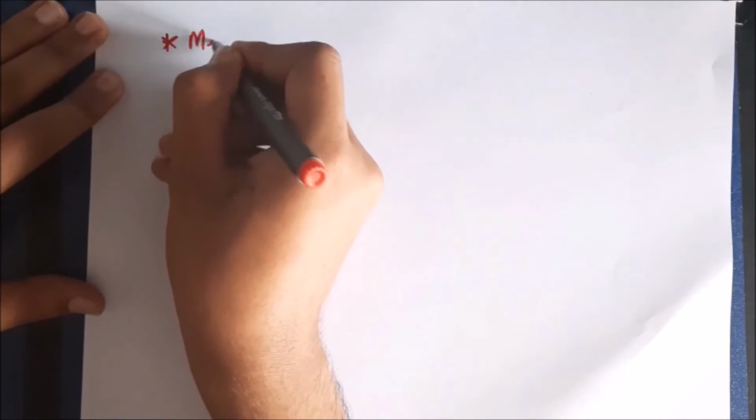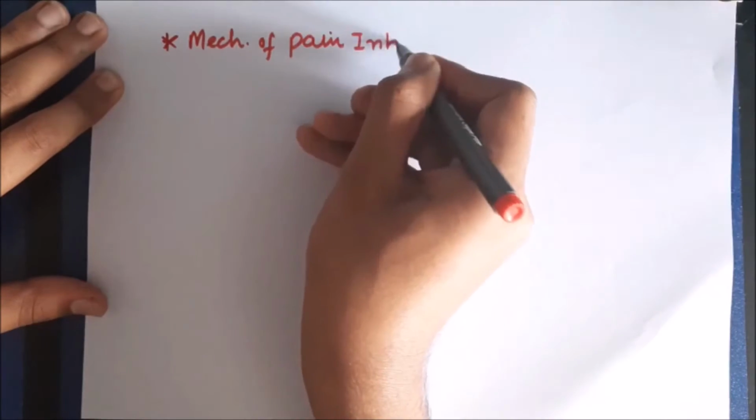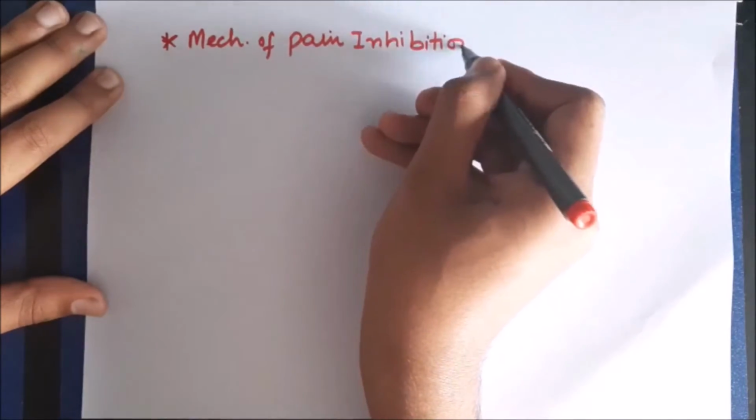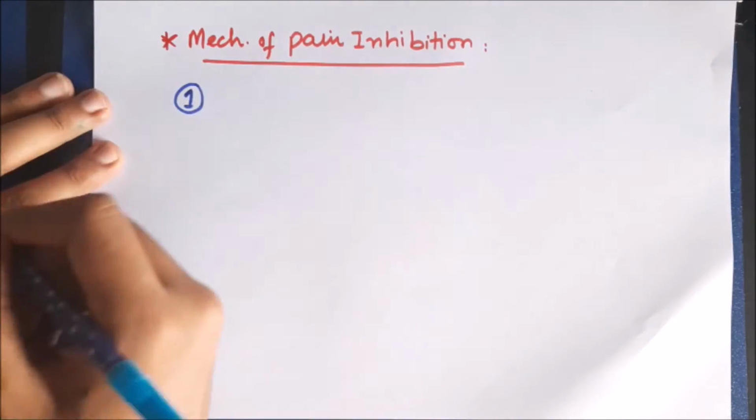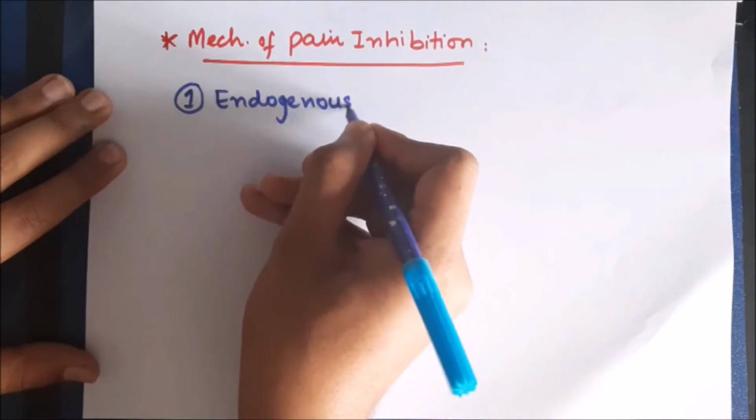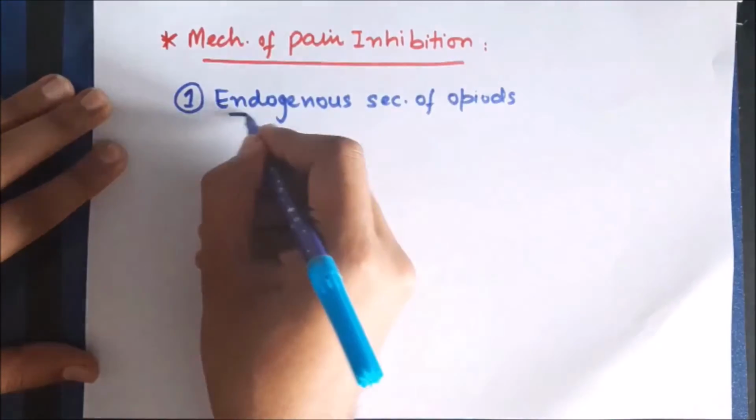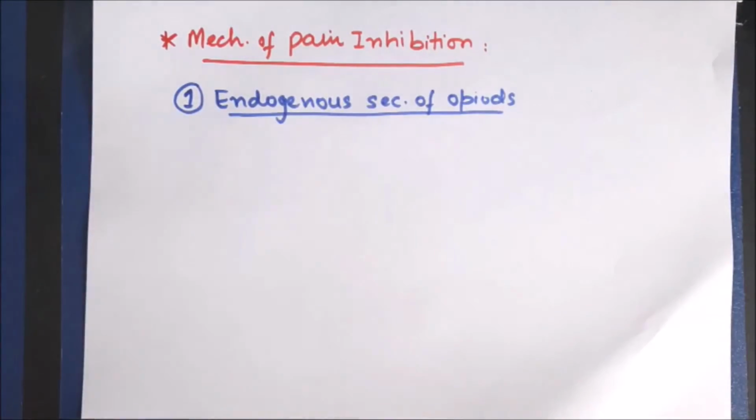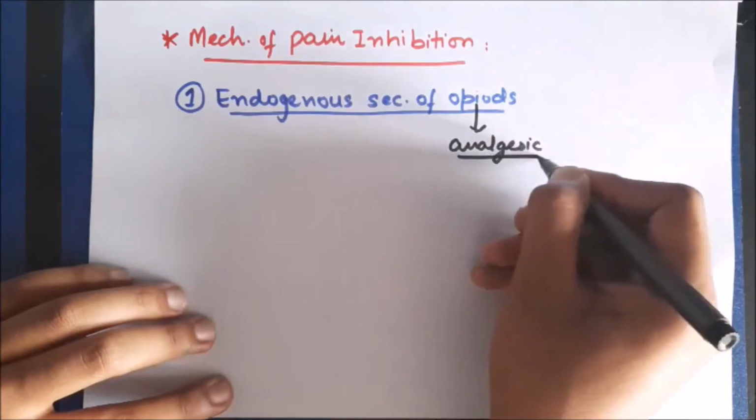Now let us continue our discussion of pain. So let us discuss the mechanism of pain inhibition. There are various mechanisms by which our body tries to inhibit the pain pathway. The first mechanism is the endogenous release of opioids. Opioids are certain substances which act as analgesics. Analgesics are the substances which decrease pain.